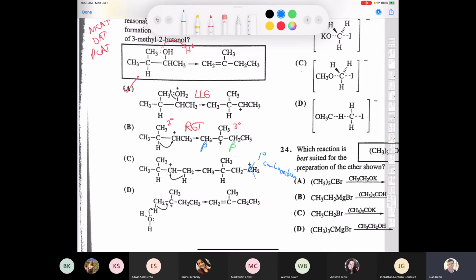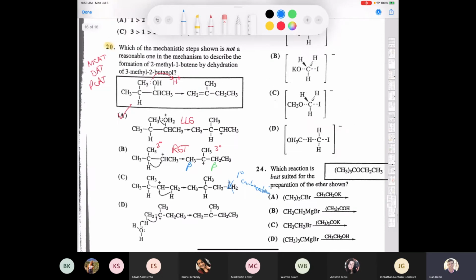And also, it's not asking you what can happen, it's talking about the mechanism to describe the formation of that molecule. So we're talking about this specific molecule. In order to make that molecule, why in the hell would you make a carbocation out there?